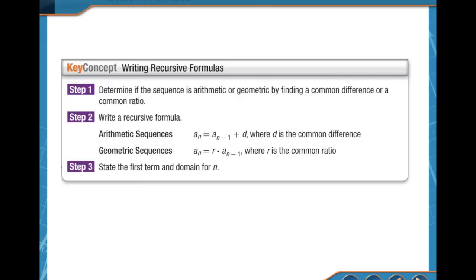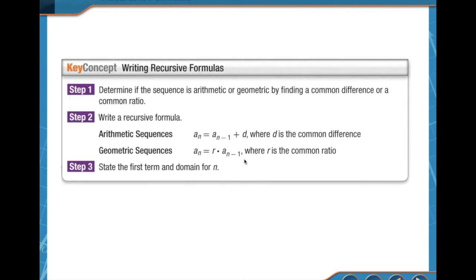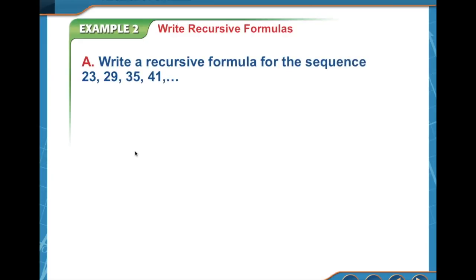So here's the rules that we already talked about for recursive formulas. If it is arithmetic, we use this rule. Looks like that. If it is geometric, we use this rule. Looks like that. So either one, depending on the case. So 2A, write a recursive formula for the sequence. So first, what kind of formula are we looking at? Is there a common difference or a common multiplier?